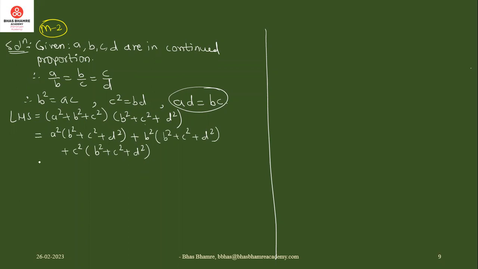Now opening the brackets. A square into B square: A square B square plus A square C square plus A square D square plus B raised to 4 plus B square C square plus B square D square. I hope you are understanding what is going on. Plus B square C square plus C raised to 4 plus C square D square.